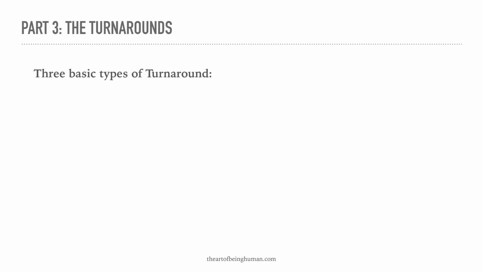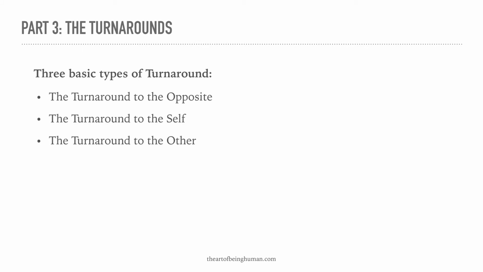There are 3 basic types of turnarounds: the turnaround to the opposite, the turnaround to the self, and the turnaround to the other. And I present them in this order only because that allows for a simple build-up of my explanations. There is no particular order in which you're supposed to do them, and sometimes, if for instance you find one of them to be particularly challenging, it can be helpful to do the others first and then return to it afterwards and see if it's become easier. But let's look at them one at a time.